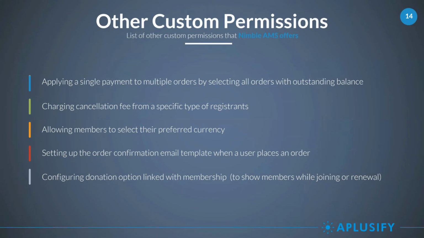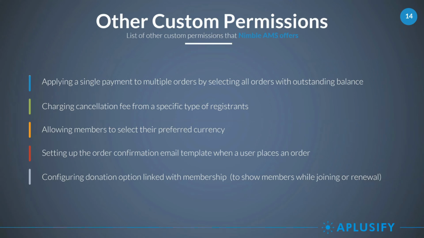Then configuring a donation option linked with membership. You can have a donation option which is linked with their membership, which is shown to the members while they are joining or renewing. So you will have a donation button where you can check it. This is a very handy feature that comes with these custom permissions. There are many more custom permissions like this. These are the top 6 which we think are very helpful in setting up your permission sets.